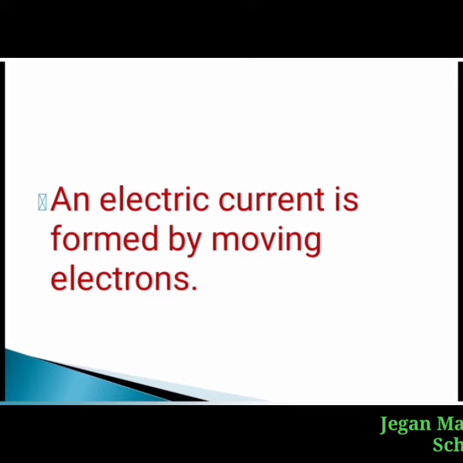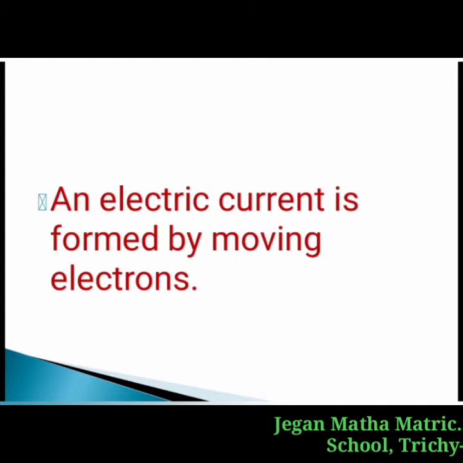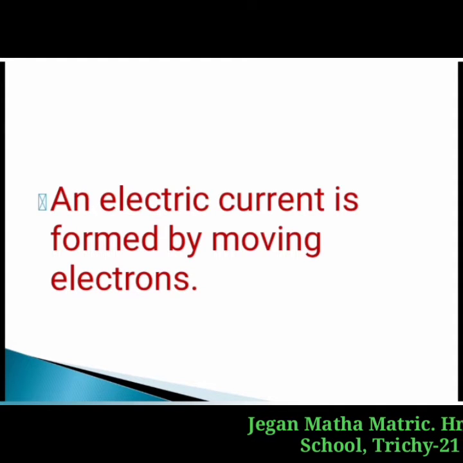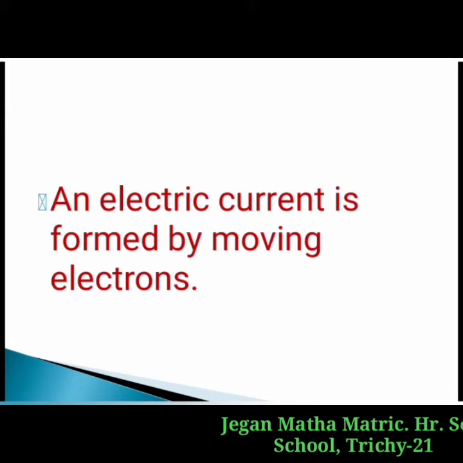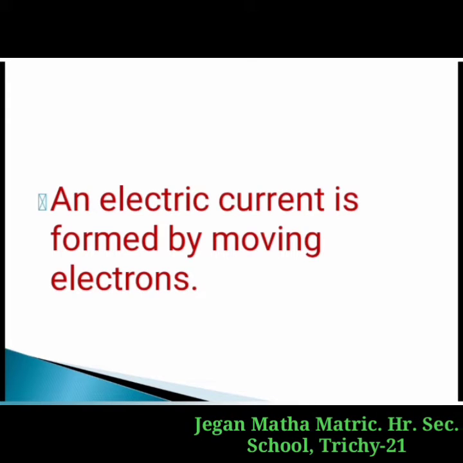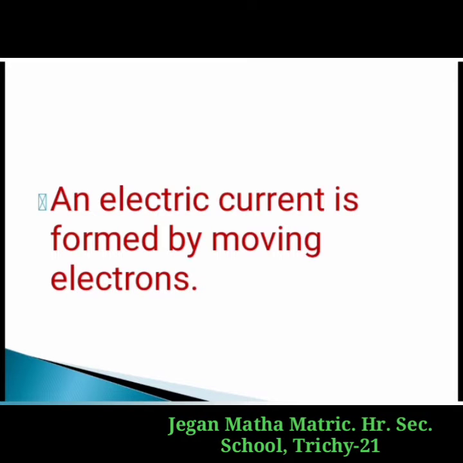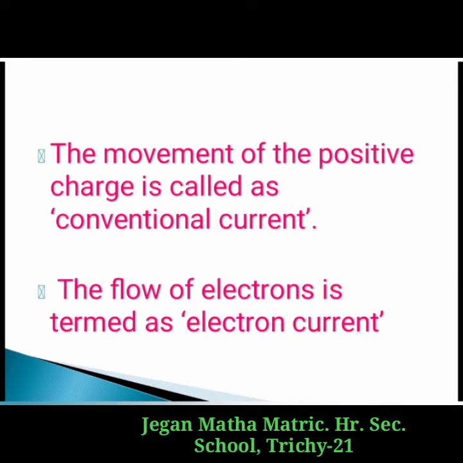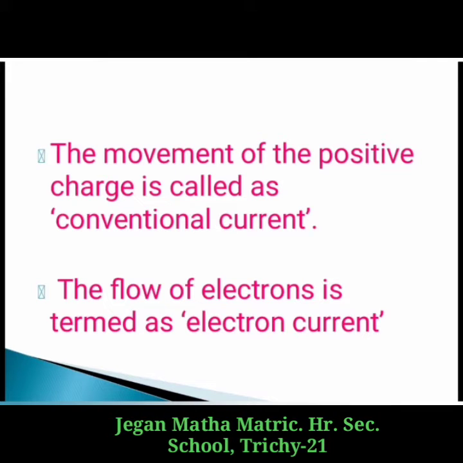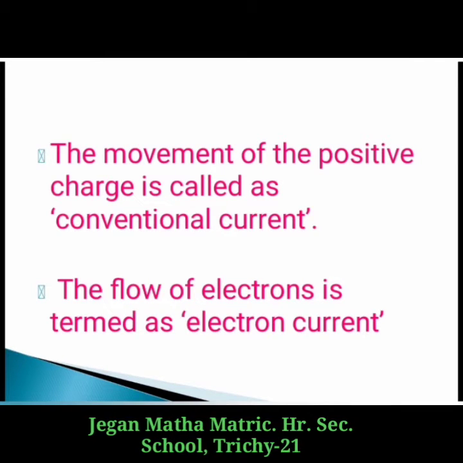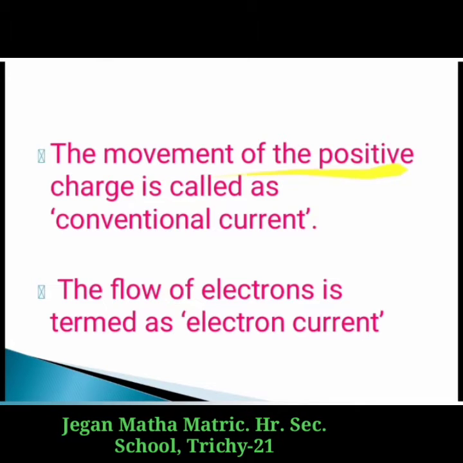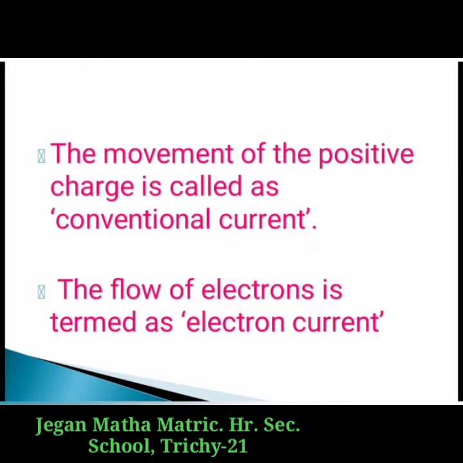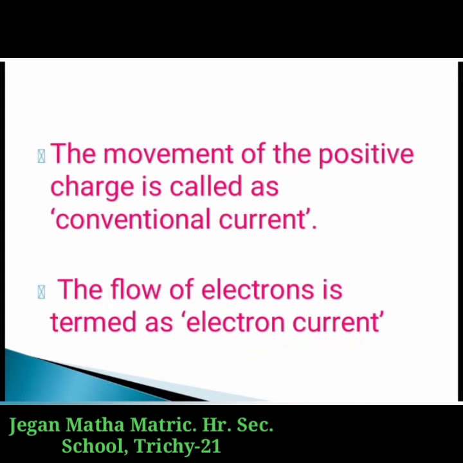Direction of current. Before the discovery of the electrons, scientists believed that an electric current consisted of moving positive charges. Although we know this is wrong, the idea is still widely held, as the discovery of the flow of electrons did not affect the basic understanding of the electric current. The movement of the positive charge is called conventional current. The flow of electrons is termed electron current.